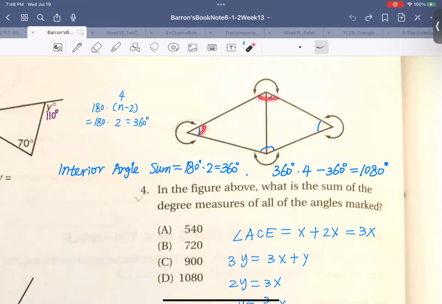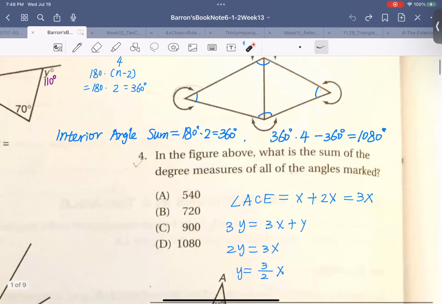And then the inner one summation is 180 times n minus 2. 4 minus 2 is 2. So the inside is 360. So you take this difference, that's it. Right? That makes sense. Yeah, very good, Steve. I'm so happy.